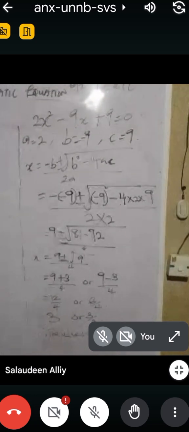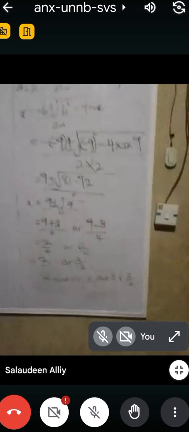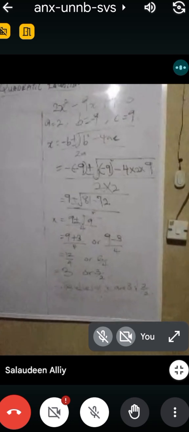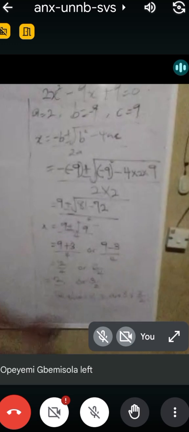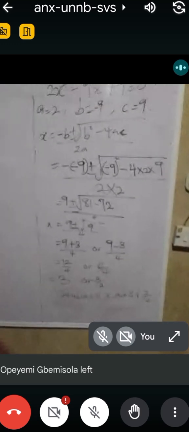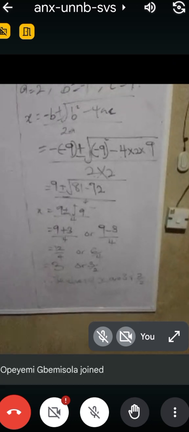Aliu, please, the words in therefore: the values of x are 3 and 3/2. Did you screenshot it? Sorry, please, how do you get this 3/2? We have 6 divided by 4. 2 in 6 is 3, 2 in 4 is 2. Okay, yes, sir. Okay, let's take one more example.